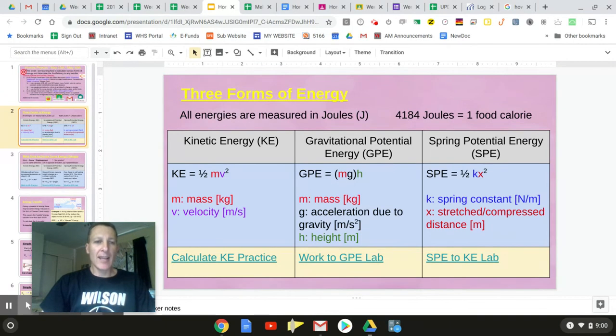Okay. Now, kinetic energy is energy of motion. All right. So an object must be moving. So notice it depends upon velocity. So in this table, we have some color coded things to help make it clear to you, right? M is mass in kilograms, V is velocity in meters per second. Click this interactive practice here in order to remind yourself how to go through and calculate KE.